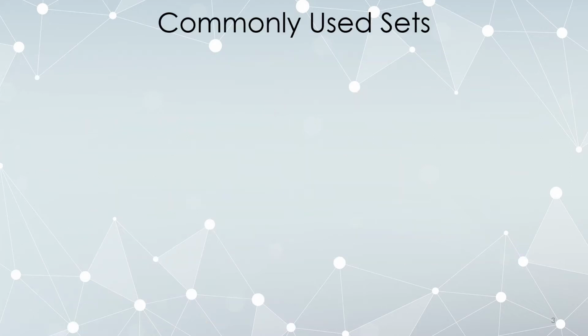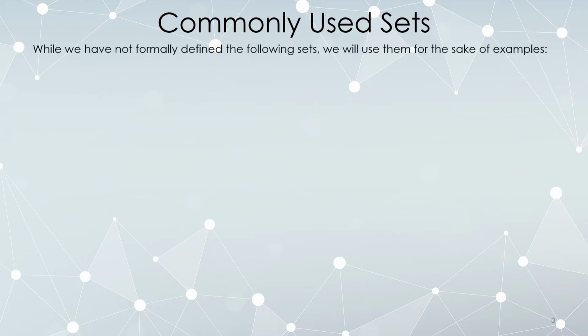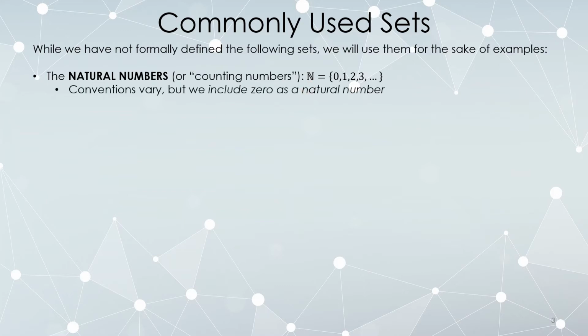Now, there are going to be some sets that we commonly use when talking about relations. We haven't formally defined them, but we're just going to start using them. The natural numbers, also known as the counting numbers, 0, 1, 2, 3, and so forth. They're written with this capital N, where this is a double bar diagonally. Conventions do actually vary from place to place. Sometimes 0 is or is not included in the natural numbers. I am going to be including 0 as a natural number.